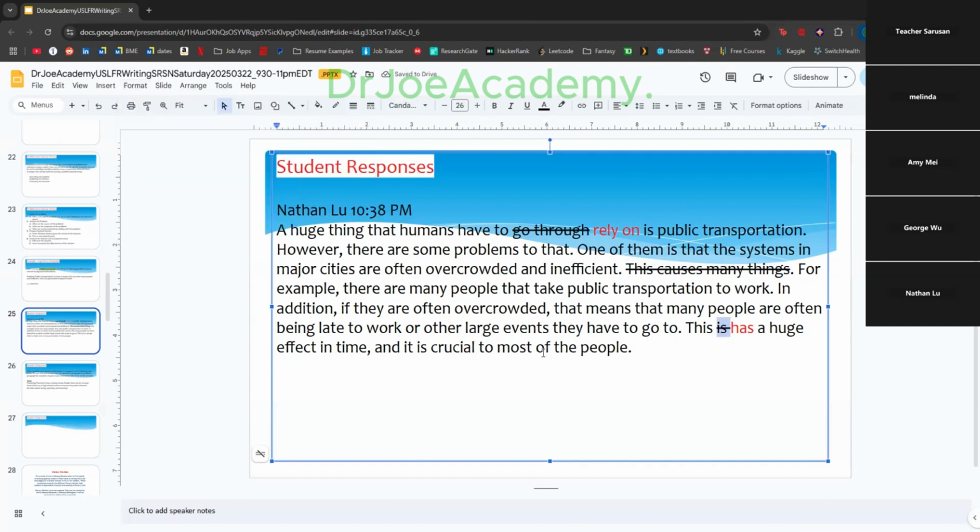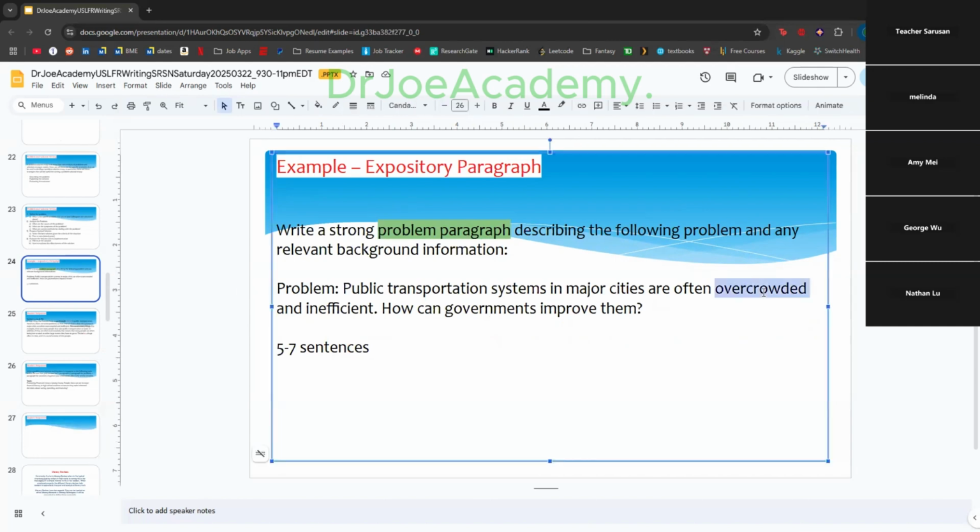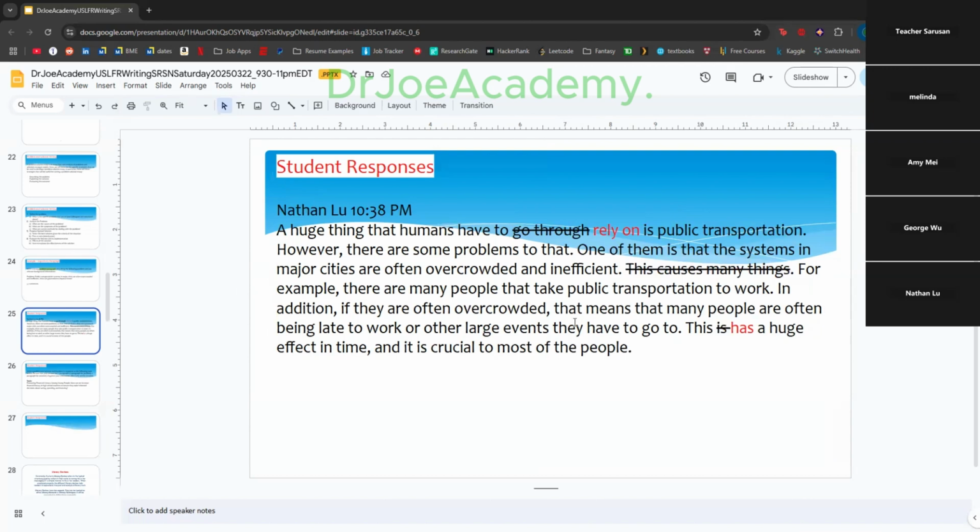And it is crucial to most of the people. So we don't really add too much information here. Let me go back a slide. So the problem that we already know is that public transportation in major cities are often overcrowded and inefficient. The information that you provided was that people take public transportation to work. Aside from that, we don't really have too much new information.